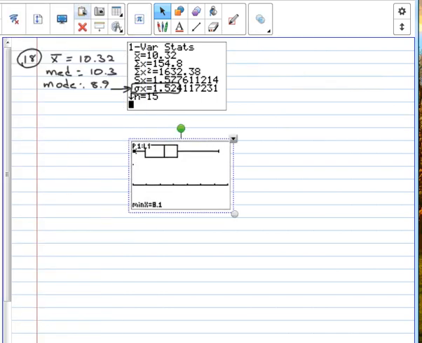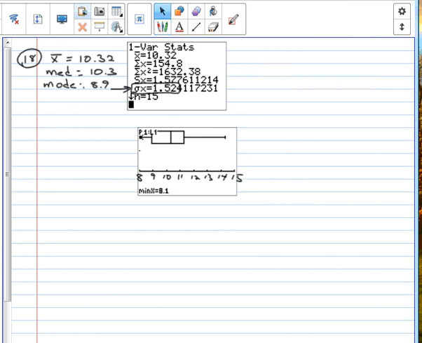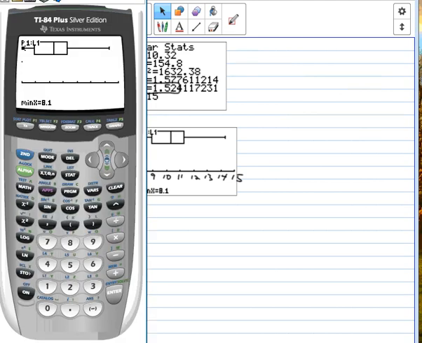When you do your graph, you have your line, 8, 9, 10, 11, 12, 13, 14, 15, and then just draw the stuff off, putting it in approximately the right spot. So 8.9, quartile 1 there, the median, quartile 2, 10.3, 11.3.